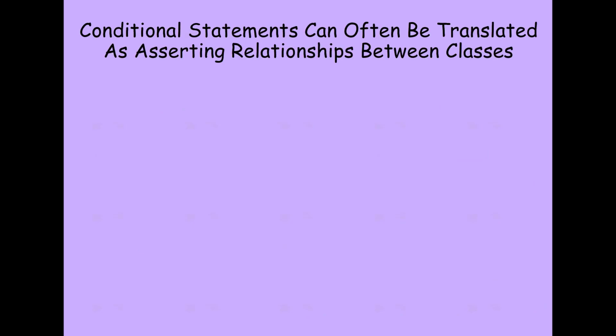The next one is even more tricky. If we have a conditional statement, that statement isn't really relating classes. It's relating the truth of the antecedent to the truth of the consequent. It's a propositional sentence. However, we can oftentimes translate a conditional statement into a standard form categorical statement if we identify the antecedent clause and we say all members of our antecedent clause are members of our consequent clause.